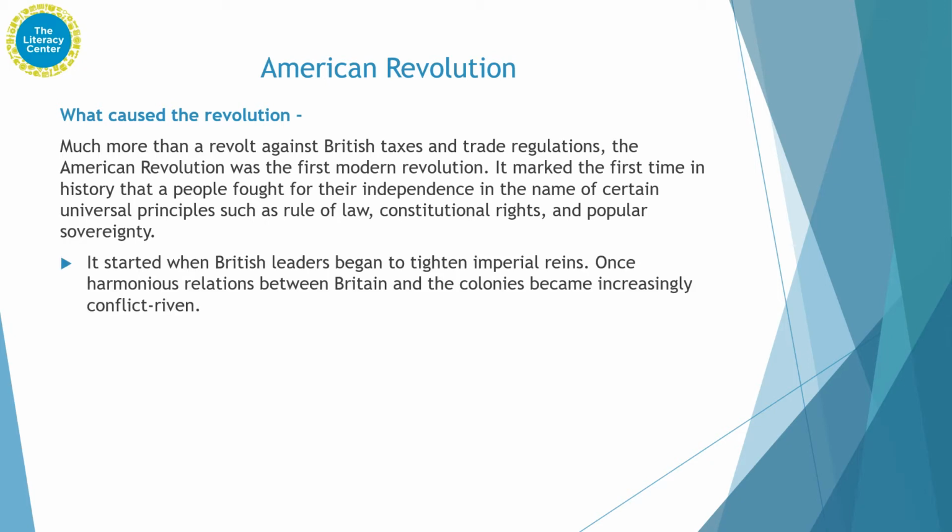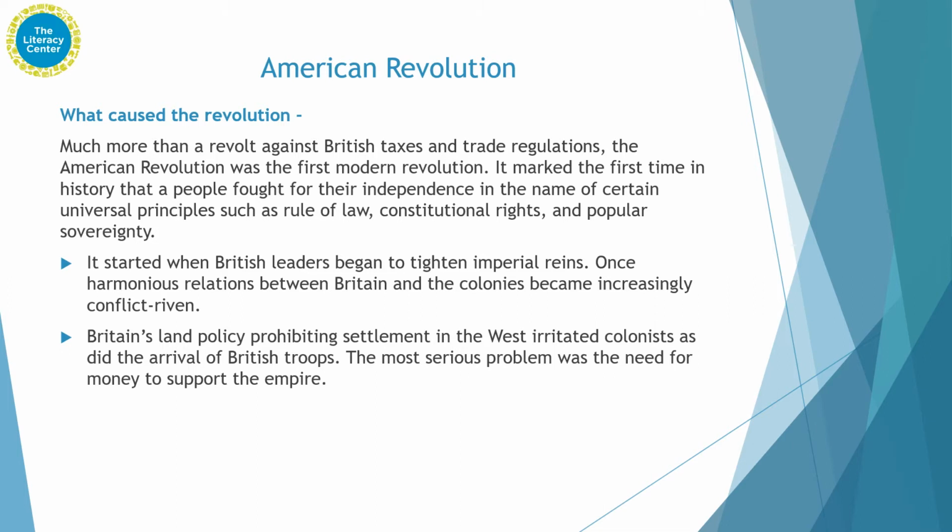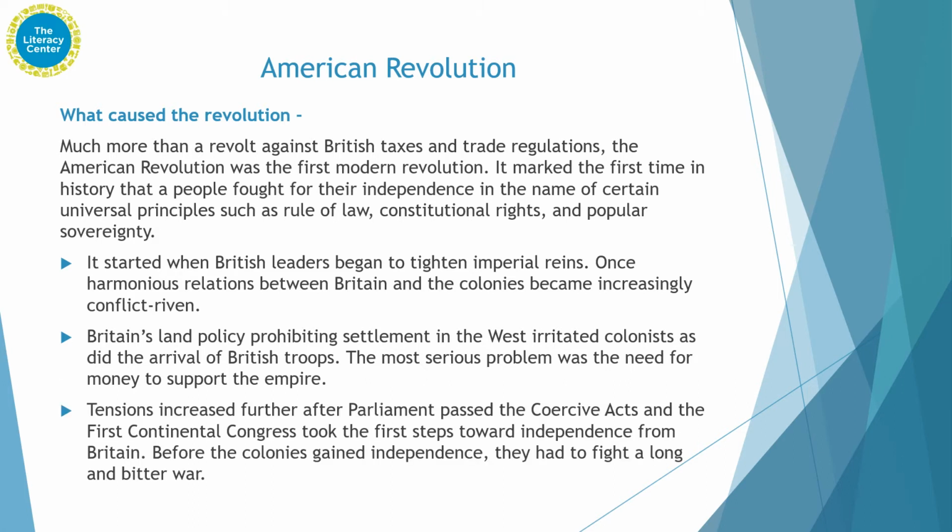It started when British leaders began to tighten imperial reins. Once harmonious relations between Britain and the colonies became increasingly conflict-driven. Britain's land policy prohibiting settlement in the West irritated the colonists, as did the arrival of British troops. The most serious problem was the need for money to support the empire. Tensions increased further after Parliament passed the Coercive Acts, and the First Continental Congress took the first steps towards independence from Britain. And before the colonies gained independence, they had to fight a long and bitter war.